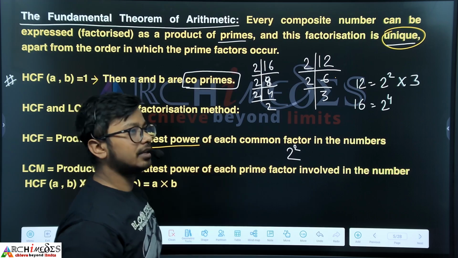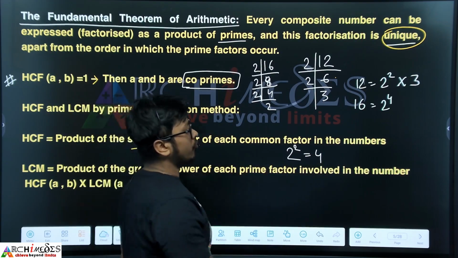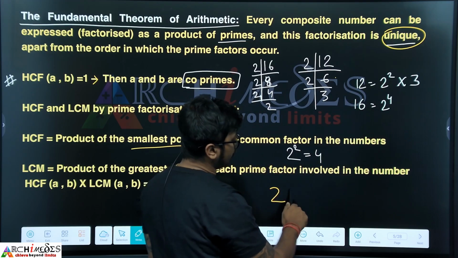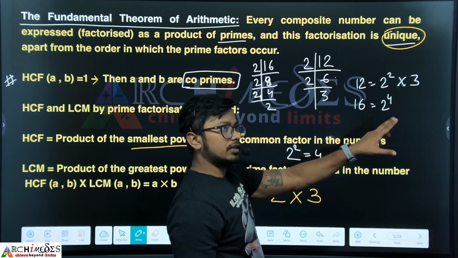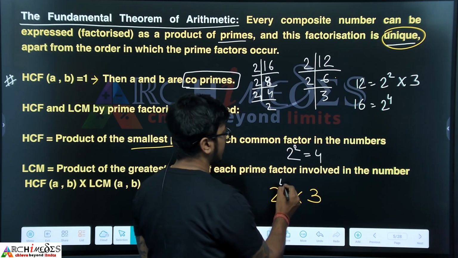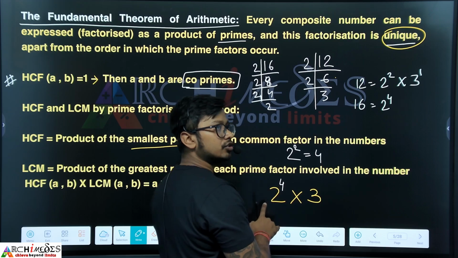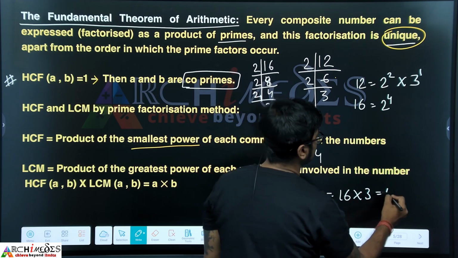Smallest power. Am I clear? So 2 square is 4. But now listen carefully. Why finding the HCF? How many prime factors? First write all. Here 2 is a prime factor, 3 is also a prime factor. Am I clear? First write all, then you have to write down the highest. So the highest for 2 is 4, and for 3 the highest is 1 only. So 2 to the power of 4 is 16, and 16 into 3 is 48.